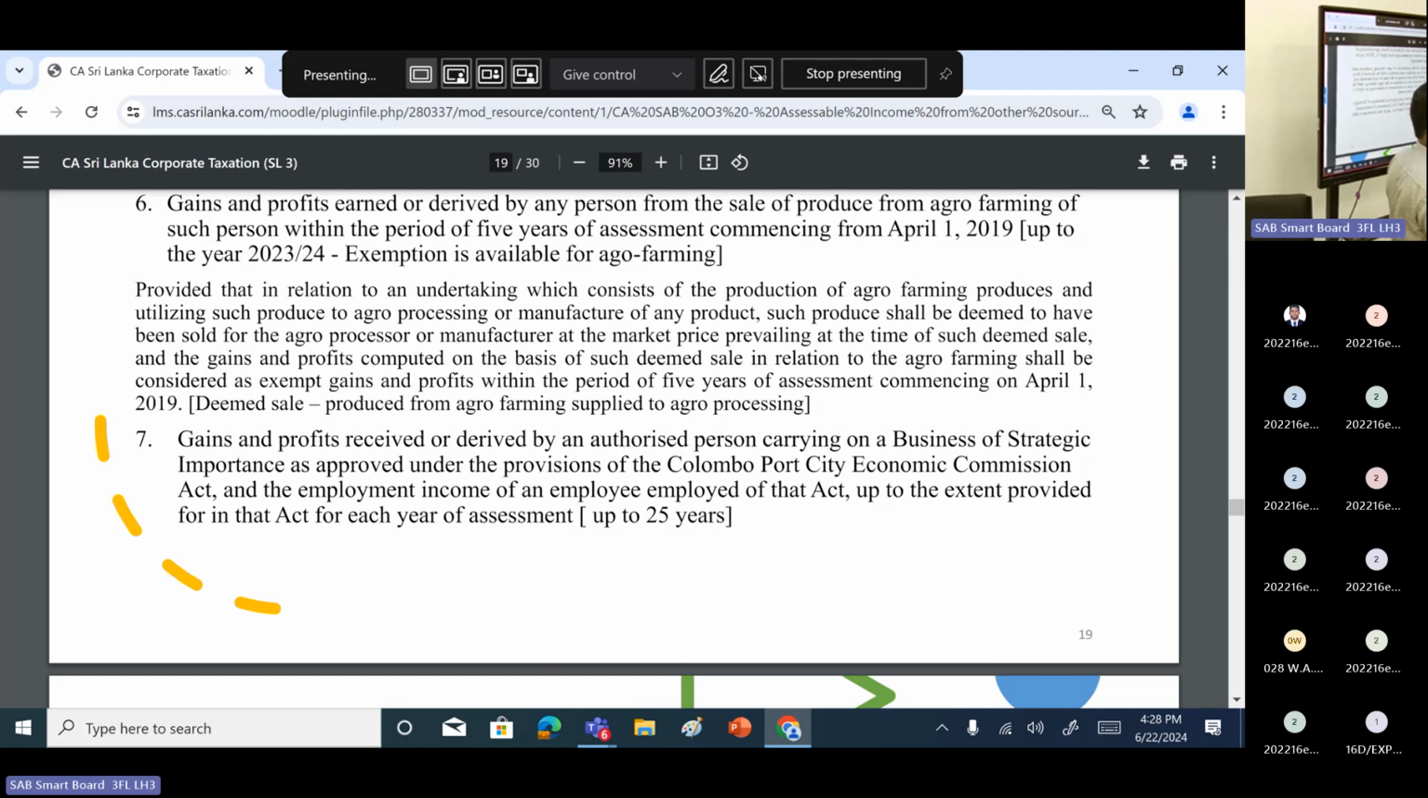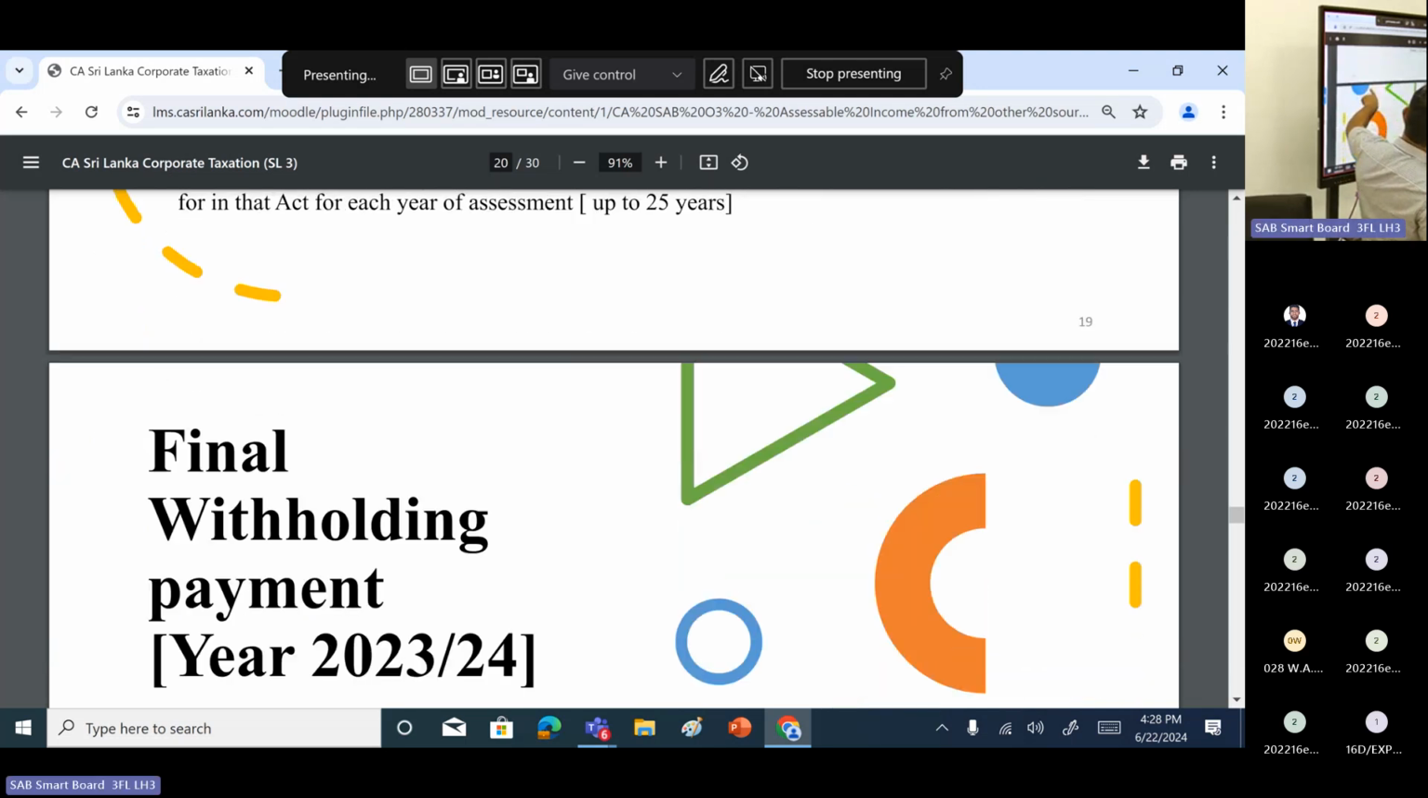Just like I'm in a separate country, so no Exchange Control Act is applicable, and value-added tax is also not applicable. The termination of employment and workmen's compensation are also not applicable there, but EPF and ETF Acts are applicable. So yes, that is the exemption.